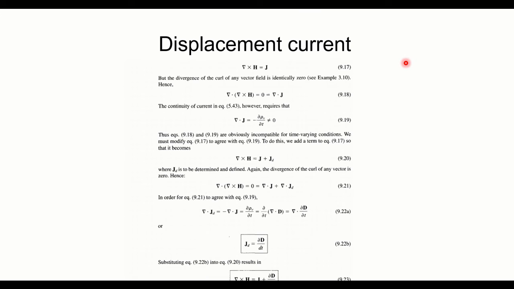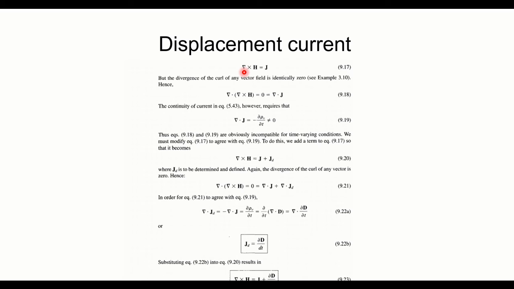Next is the displacement current. This displacement current is derived from the time varying field. So far we discussed Maxwell's equations for the electrostatic field, and it is modified according to Faraday's law. In this case we have to consider the Maxwell fourth equation, that is from Ampere's law. We know that del cross H is equal to J, which we derived from Ampere's circuital law.